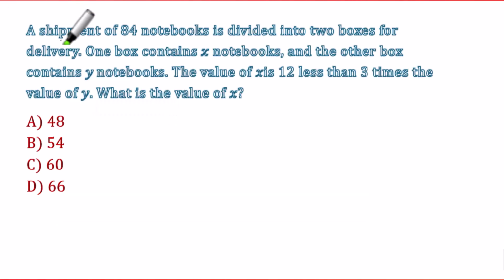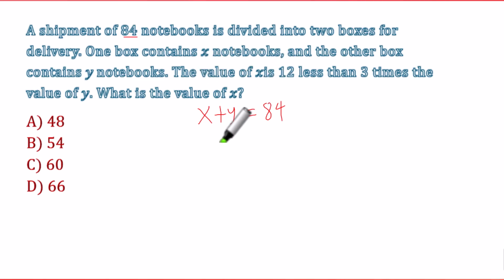Well, let's do this one, and there will be another question also. You will do that question based on what I did. A shipment of 84 notebooks is divided into 2 boxes for delivery. One box contains X notebooks and the other box contains Y notebooks. That gives 84 notebooks total.